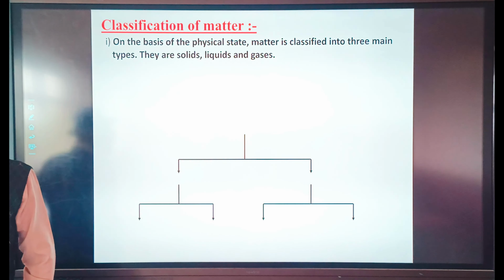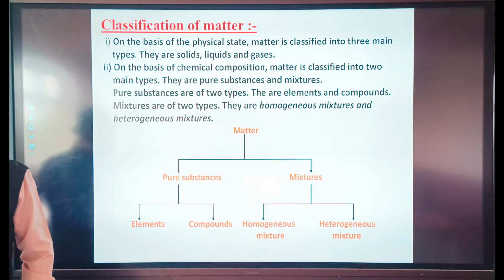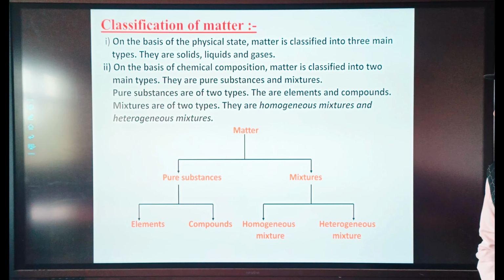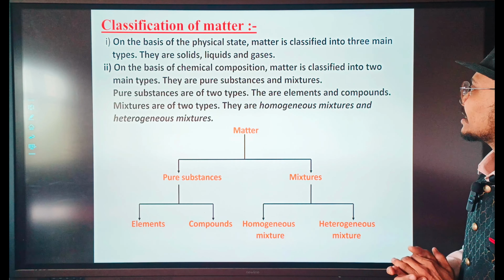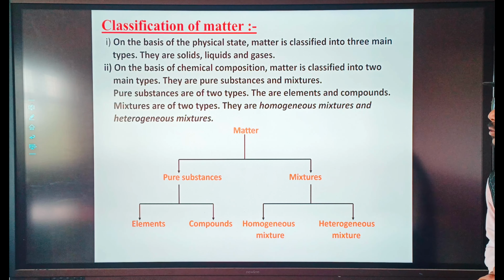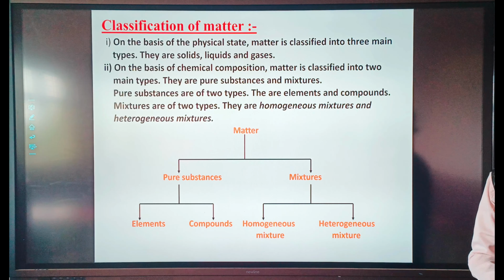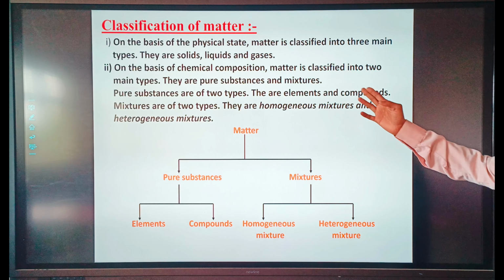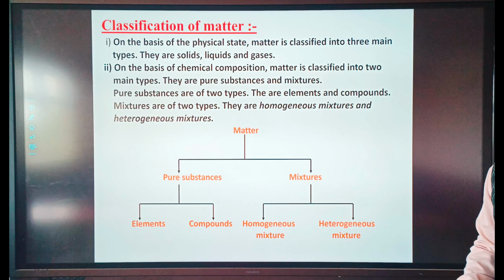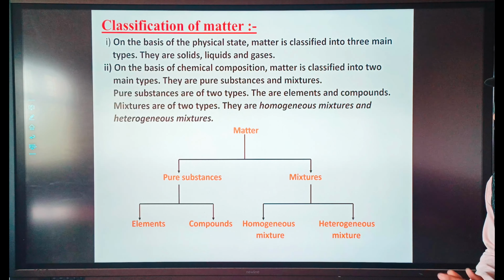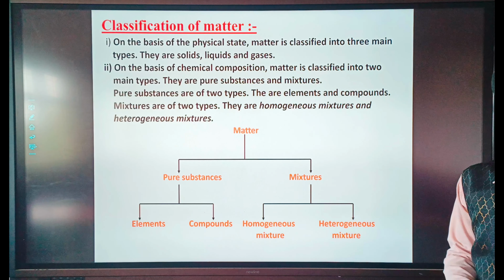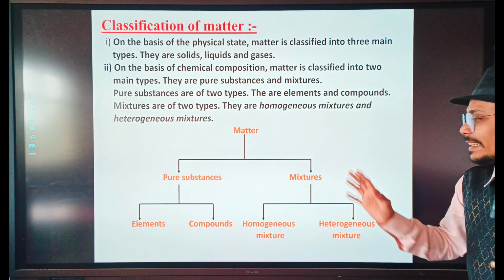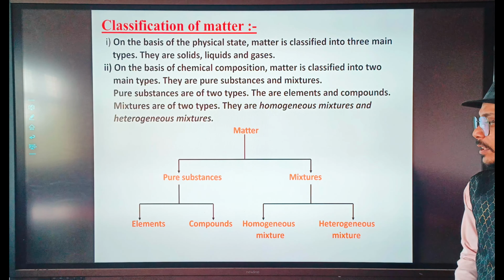Let's see the classification of matter. Matter is classified into many types. First of all, on the basis of physical state, matter is classified into three types: solid, liquid and gas. And on the basis of chemical composition, matter is divided into two types: the pure substance and second, the mixture, also called an impure mixture.